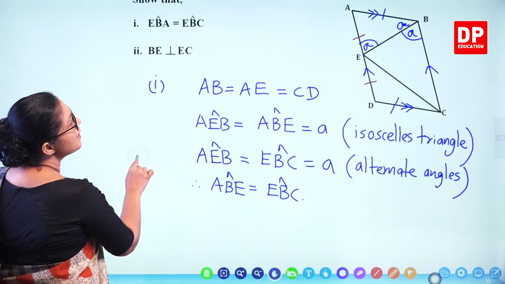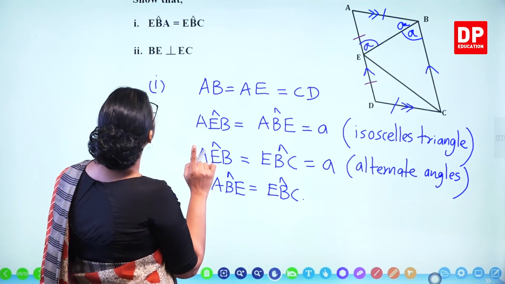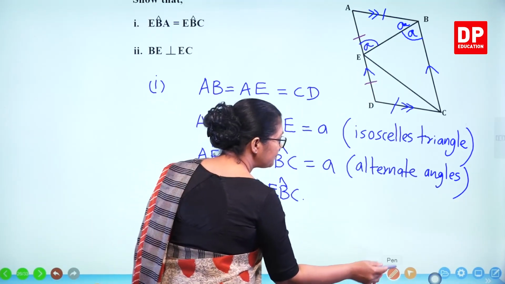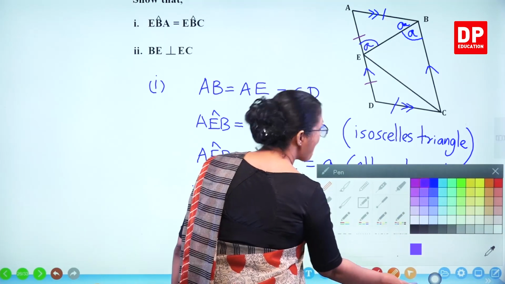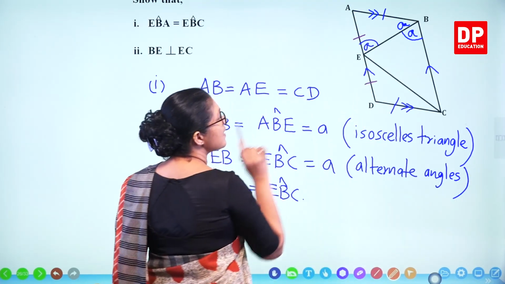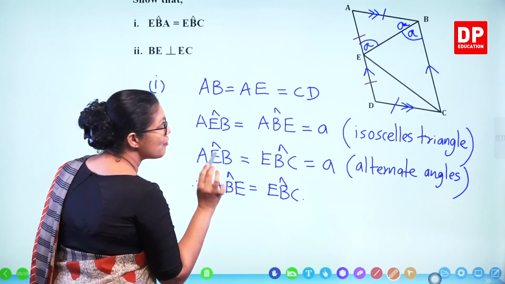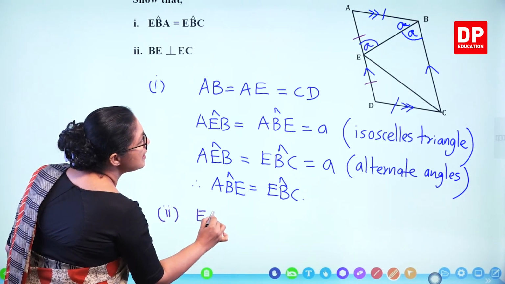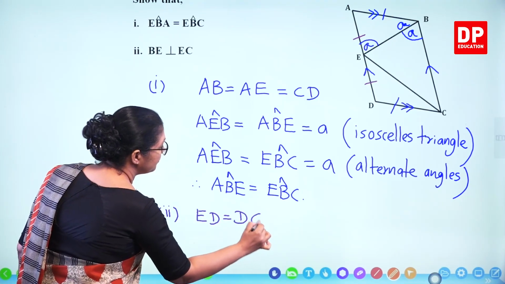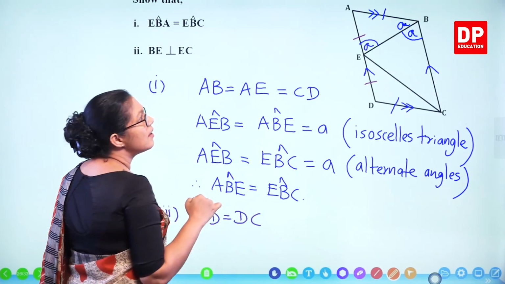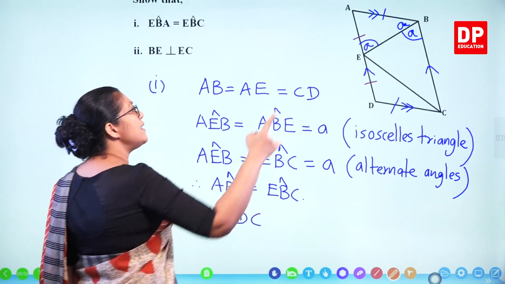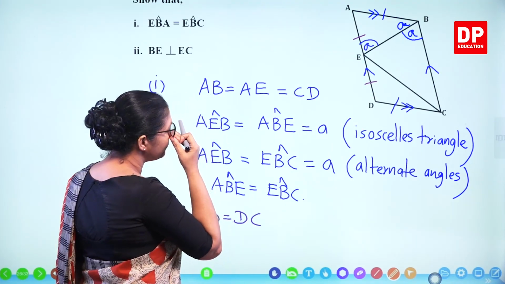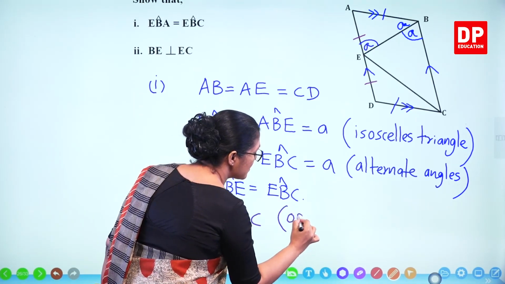BE is perpendicular to EC. So this angle is 90. Now can you see these two lengths are equal? We'll first write down that. Second part, ED is equal to DC. Because here opposite sides are equal and it's given here to here equal. So because of that, that's equal. You can just write down opposite sides.